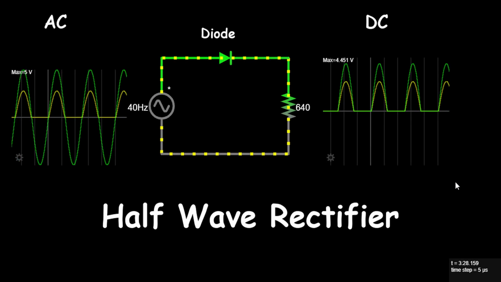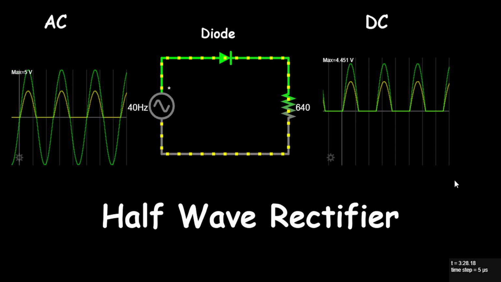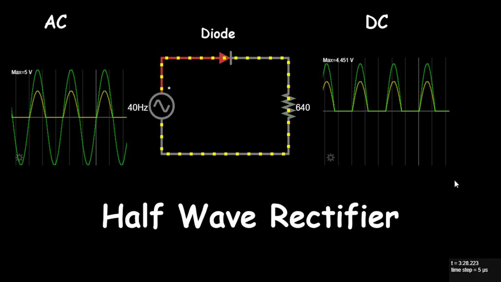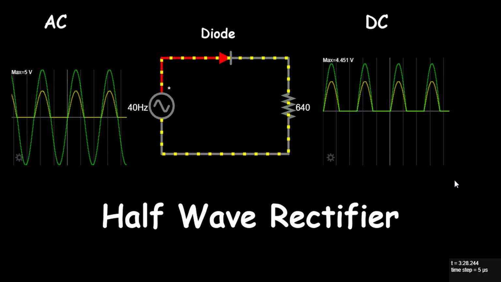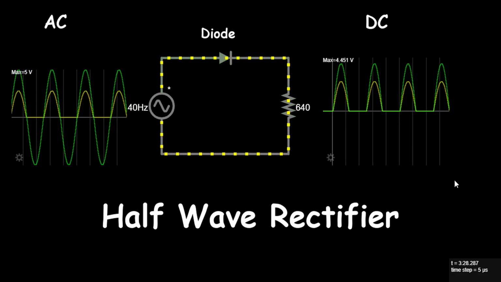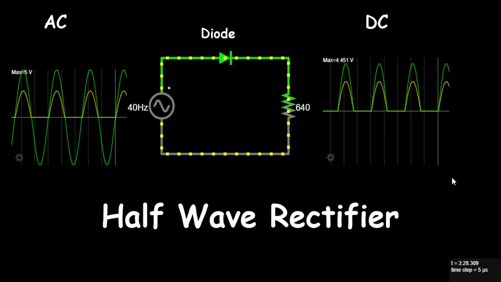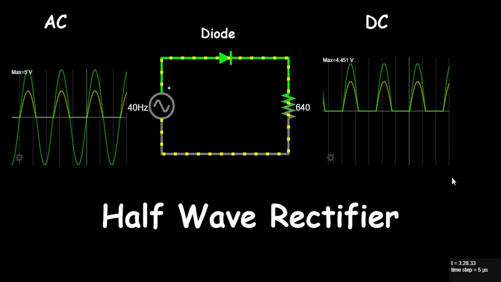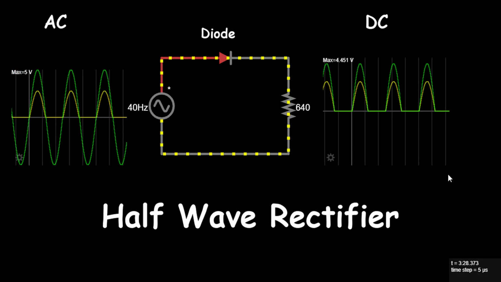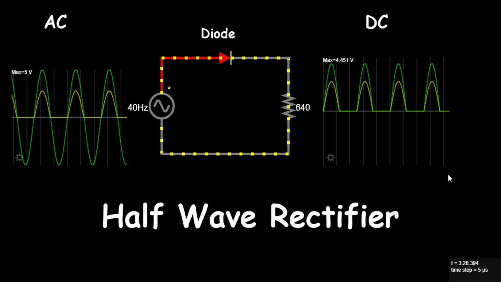In summary, a half-wave rectifier is a fundamental electronic circuit that converts AC to DC using a single diode. It allows current to pass during the positive half cycles of the AC input and blocks current during the negative half cycles, producing a pulsating DC output. While not as efficient as full-wave rectifiers, half-wave rectifiers play a crucial role in many electronic applications.